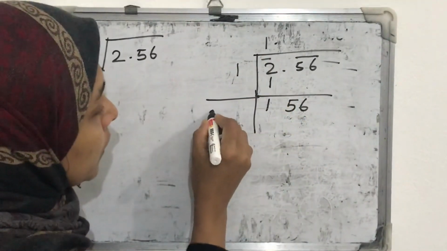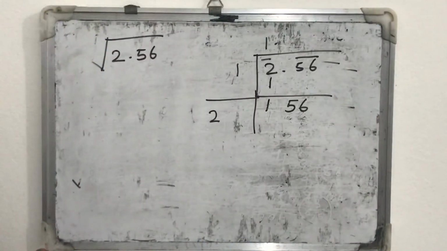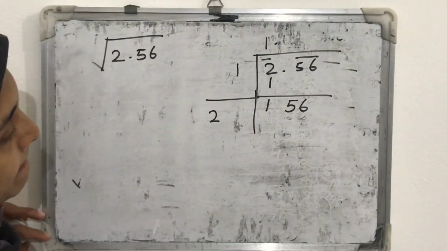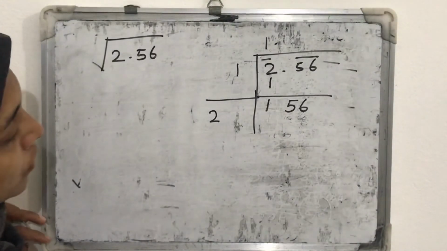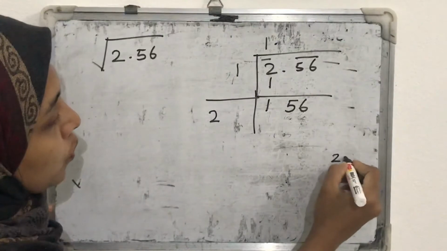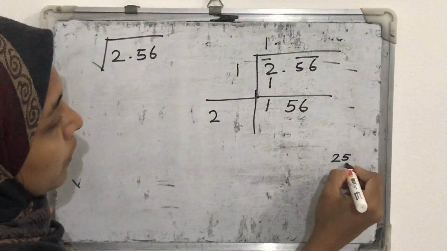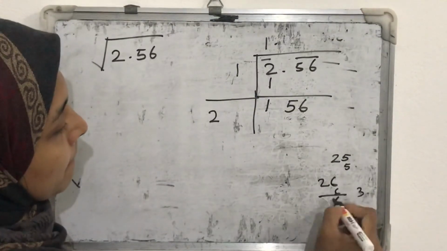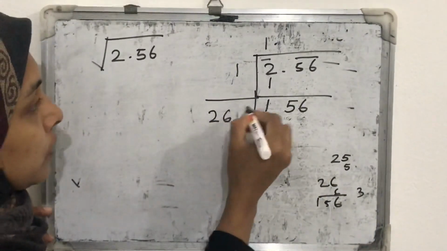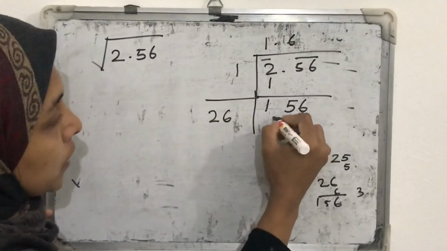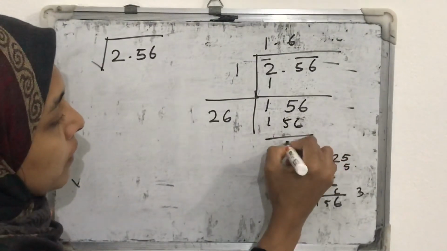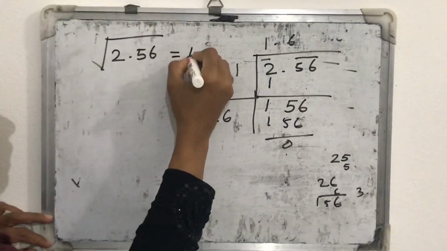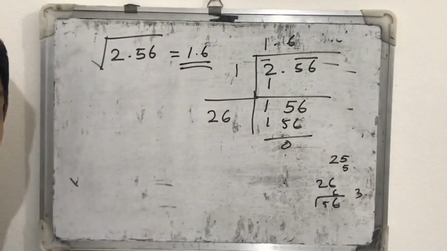Double of 1 is 2. Which digit should we write here? 26 into 6 is 156, so 6, and the same number goes in the quotient also. The remainder will be 0. So the square root of 2.56 is 1.6. Okay, it is very easy.